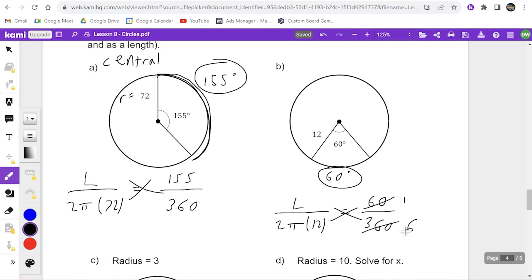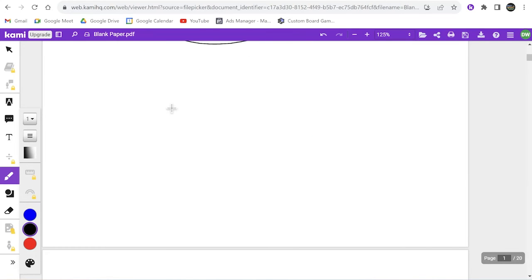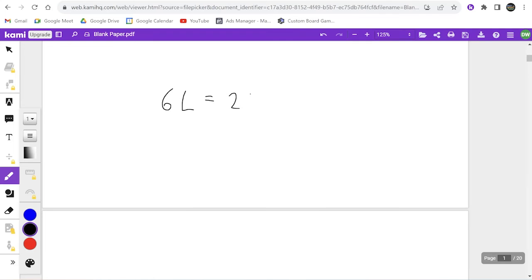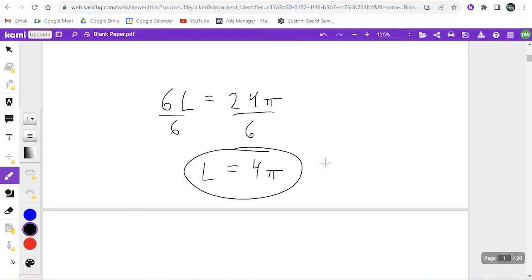And now when I cross multiply, it's pretty easy actually. It's going to be on the left 6L, on the right 24 pi. And then you just have to divide by 6. And we get a nice clean answer of 4 pi. Again, I don't care about the units. But I'm assuming, even though I didn't calculate it, the circumference, of course, is going to be more than 4 pi. Because circumference is like the total outside, while the arc length is just a portion of it. So although I don't know what the total is, I know it's going to be more than 4 pi.